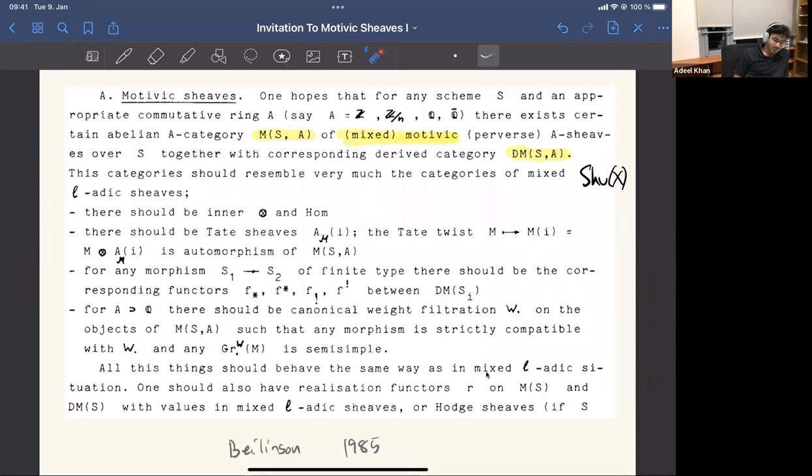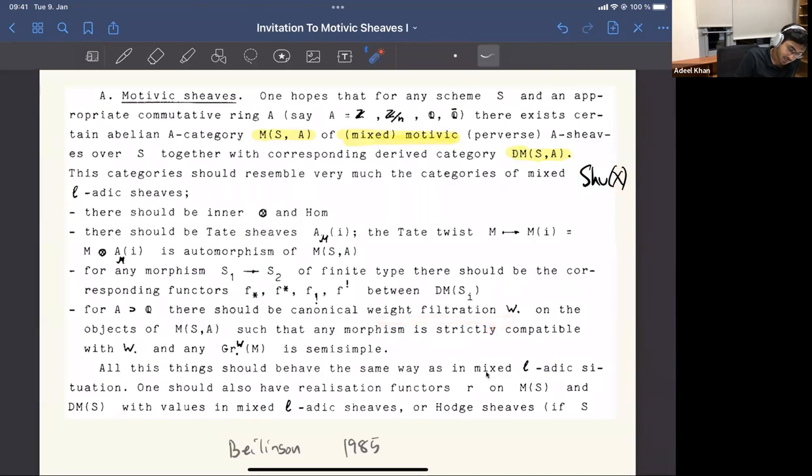They're a bit boring. I mean, they're definitely important, but sometimes you forget to mention them. But the most important six functors are these ones. And so what Beilinson is saying is that these should actually lift to this level, from this level to this derived category of motives. There's some Tate twist as well. I didn't explain this in this setting, but there's a Tate twist here too, and these are supposed to lift those.